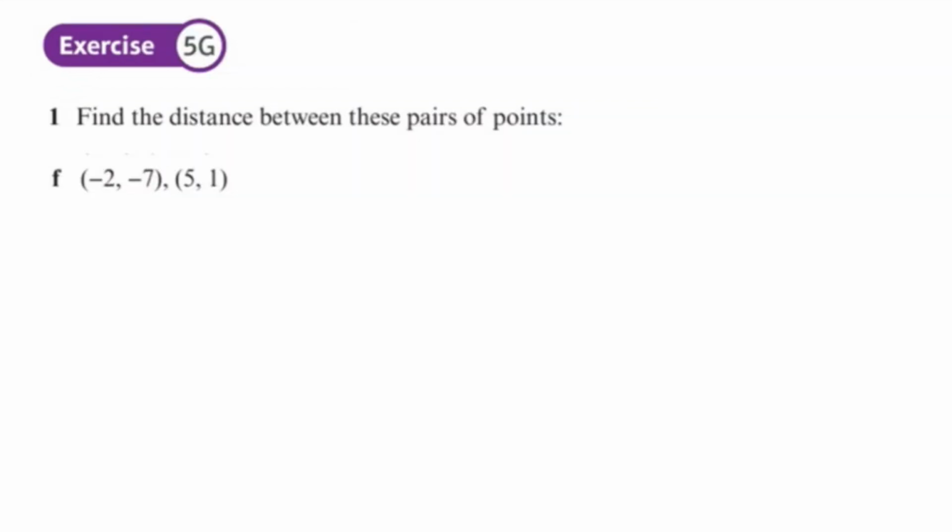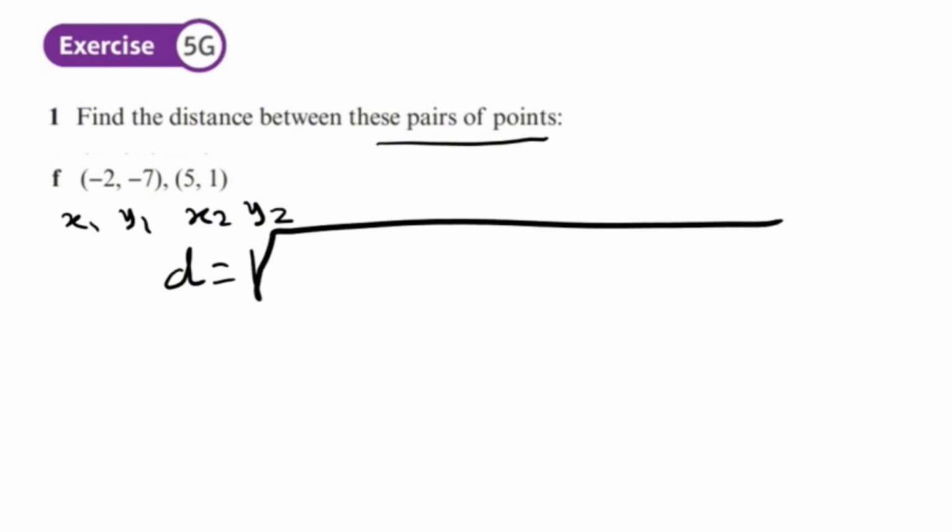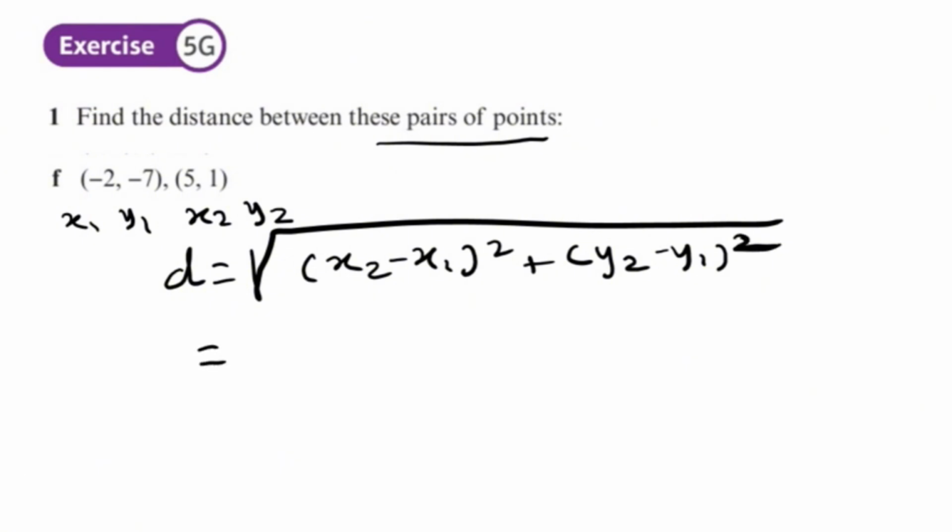Question 1. Find the distance between this pair of points. We have two coordinates. We can label this (x1, y1) and this (x2, y2). Now the distance formula: D is equal to square root of (x2 minus x1) squared plus (y2 minus y1) squared. In the exam, please write the formula, as that will give you marks for the steps.